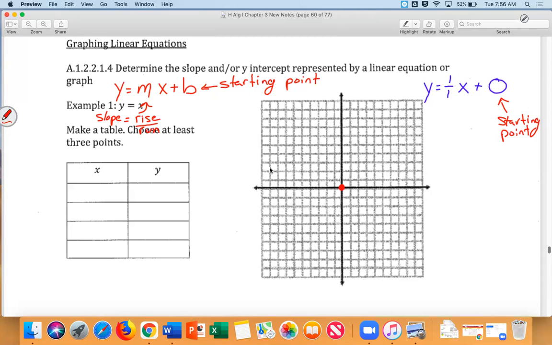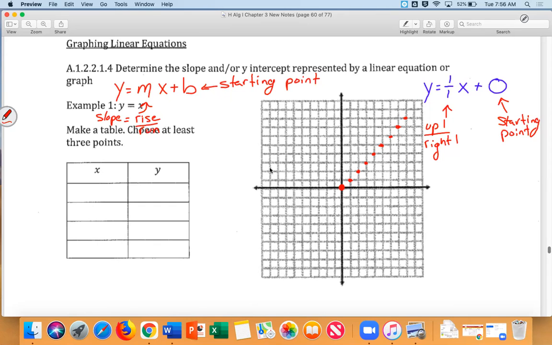In this case, this is telling me to go up 1 and to the right 1. So up 1 from 0 and to the right 1 from 0 is that point. Up 1 to the right 1, up 1 to the right 1. Notice I get all of these points on my graph.